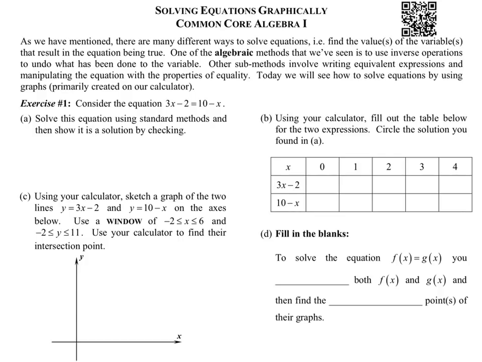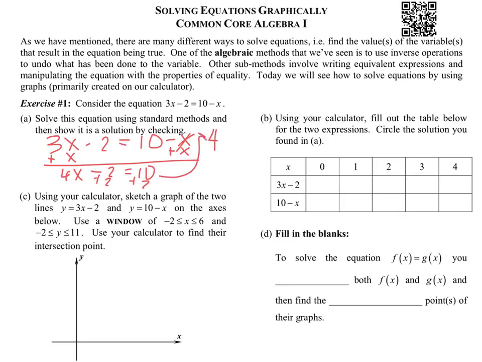So consider the equation 3x minus 2 equals 10 minus x. Solve this equation by using standard methods and then show its solution by checking. So if I have 3x minus 2 equals 10 minus x, we're going to solve for x. Add x to both sides: 4x minus 2 equals 10. Add 2: 4x equals 12. Divide by 4, so x equals 3.